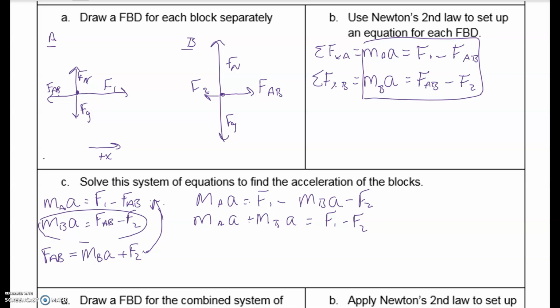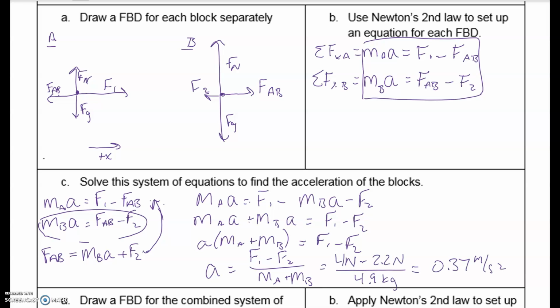Then we have to isolate this, so we pull acceleration out from each term. Basically we have acceleration times the combined mass is equal to F1 minus F2. What's nice now is that we can plug in the numbers once we write our acceleration expression. All I did here was divide by the total mass to isolate acceleration. And now I'll plug in the numbers.